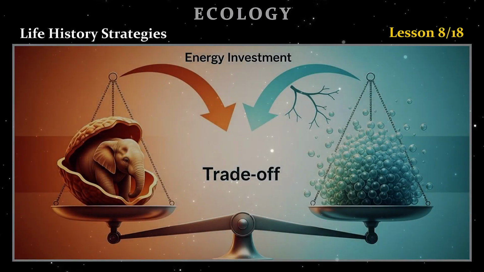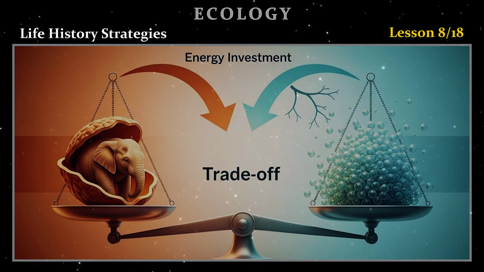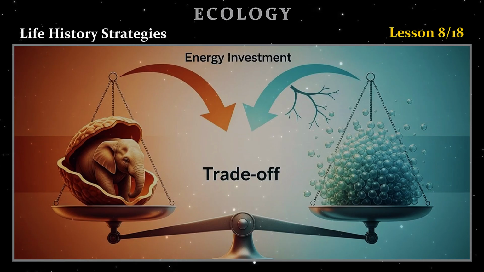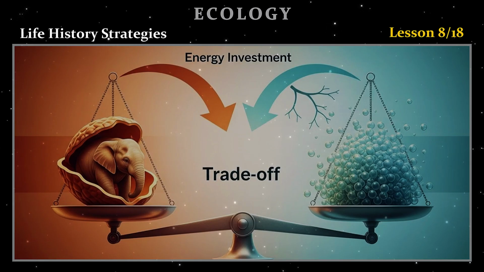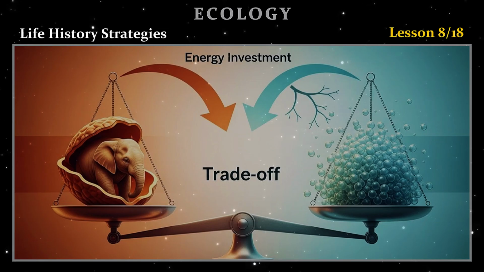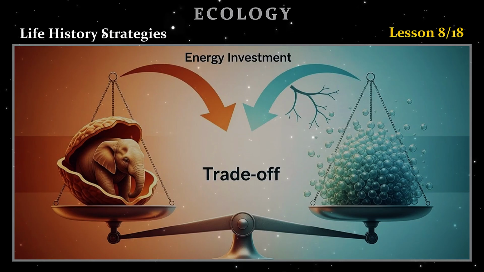Every living thing on this planet faces a fundamental problem. It is the problem of scarcity. Not just a scarcity of food, but a scarcity of energy and time. An organism cannot do everything. It cannot live forever, grow to an infinite size, and produce 1 billion offspring. It has a limited budget. It has a finite amount of energy to spend between the moment it is born and the moment it dies.